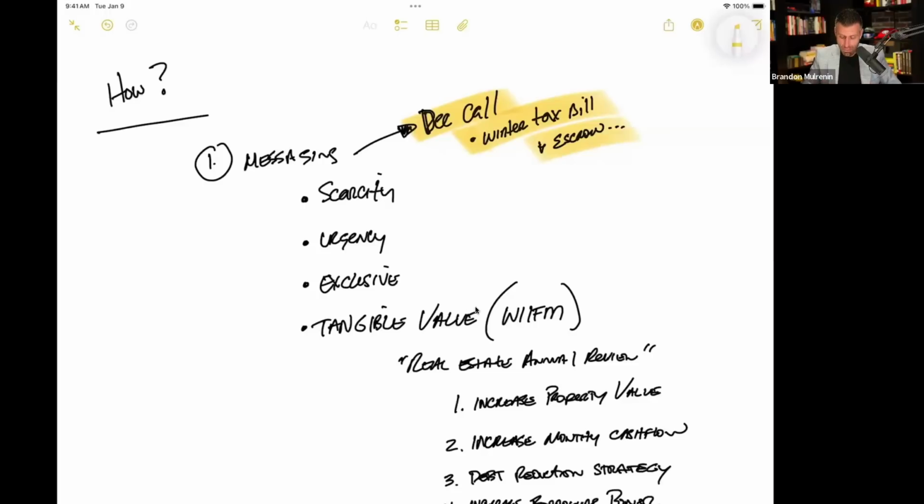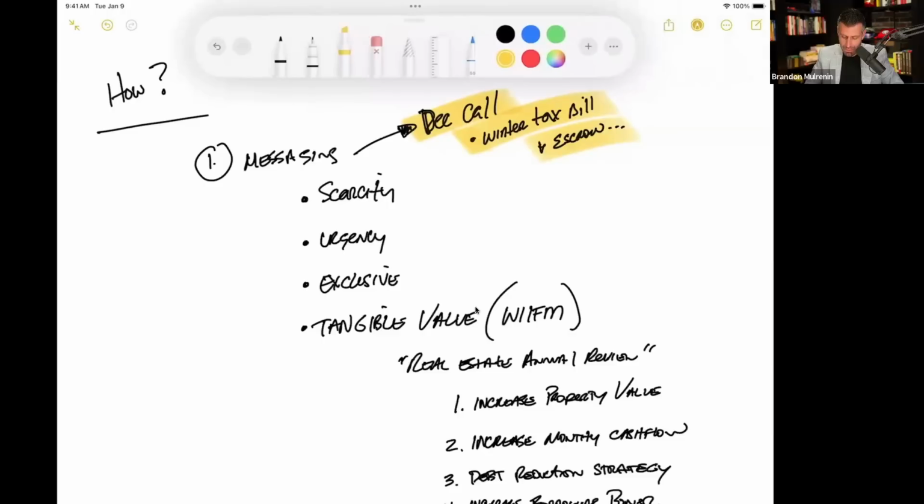And then what we can do in that call is we could talk about potentially getting together to do the annual real estate review. Now, when we're having that conversation, okay, this is over a phone call. We want to build in some scarcity. We want to build in some urgency.